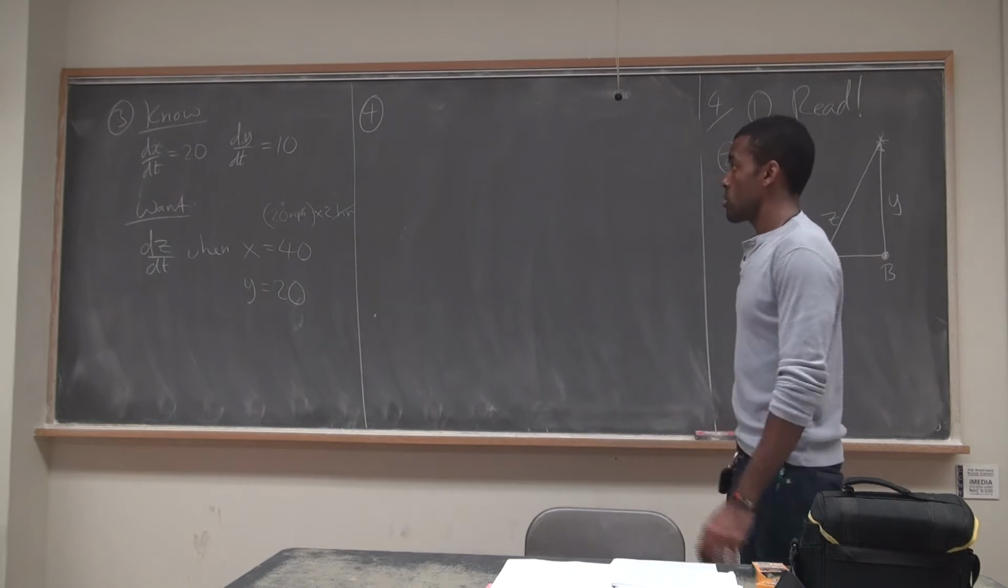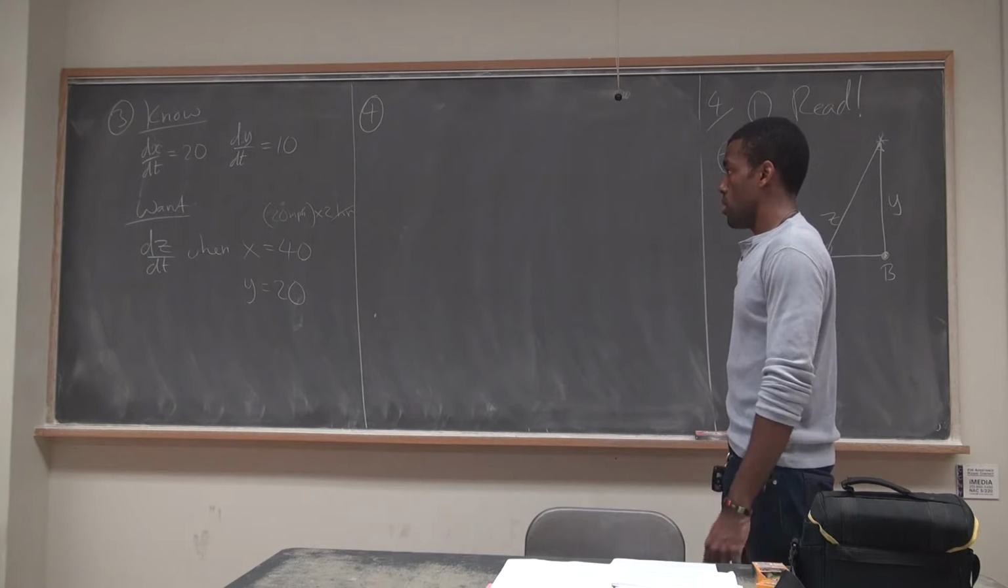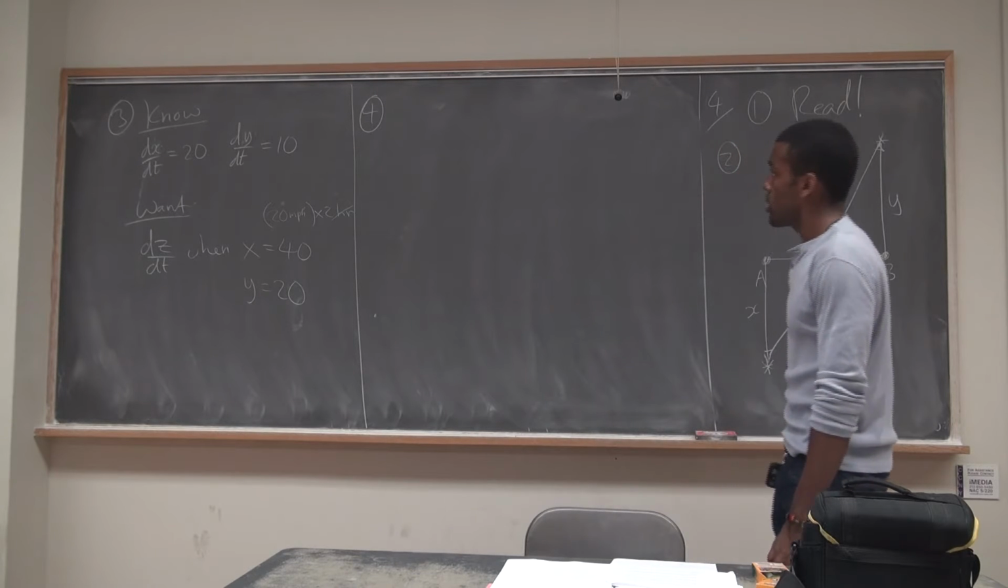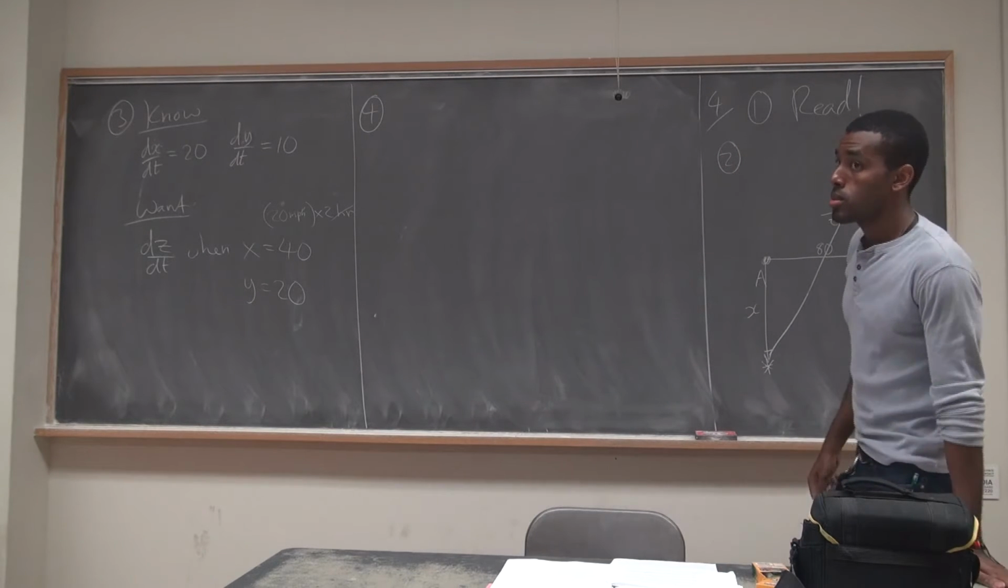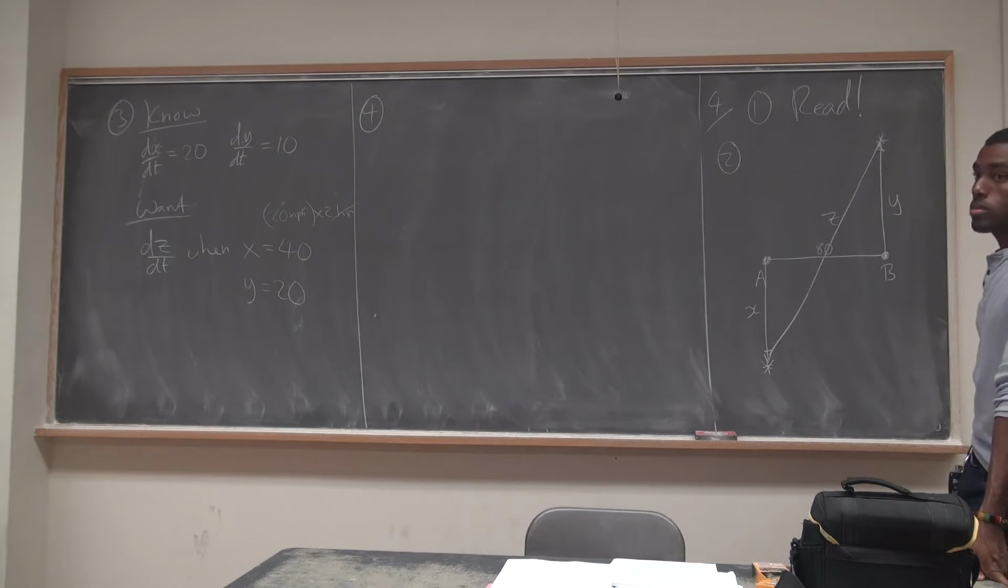Could you use the Pythagorean theorem? Okay, how would you set it up? It looks like it's being cut straight in the middle, so you have x, then 40, and then some random variable. How do you know it's exactly in the middle?